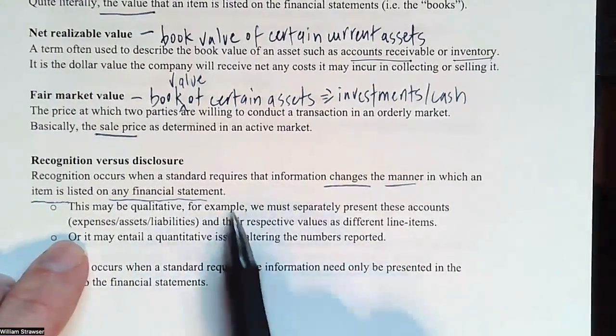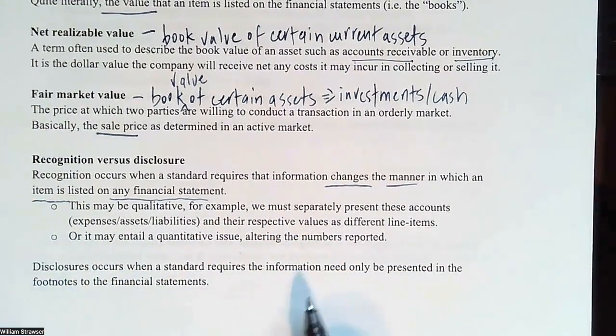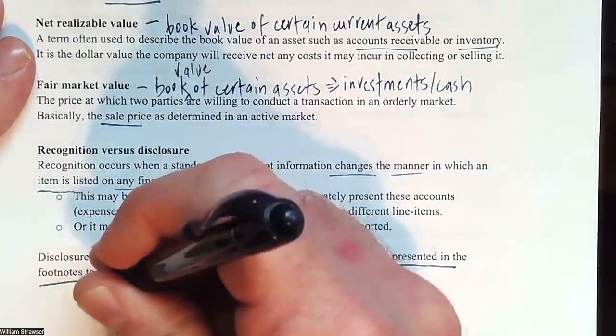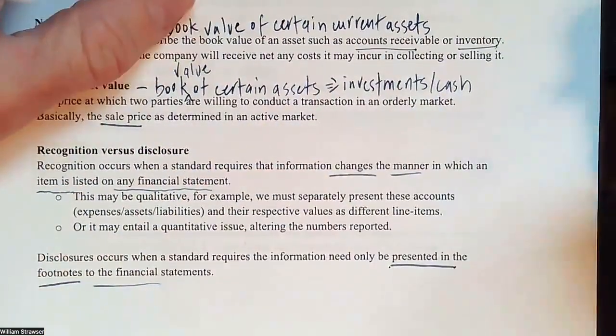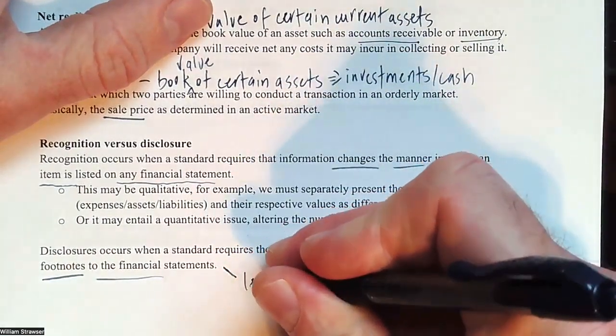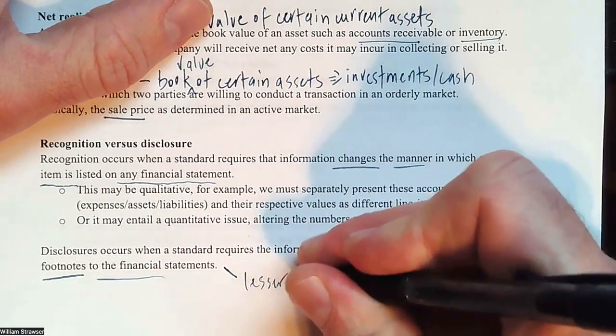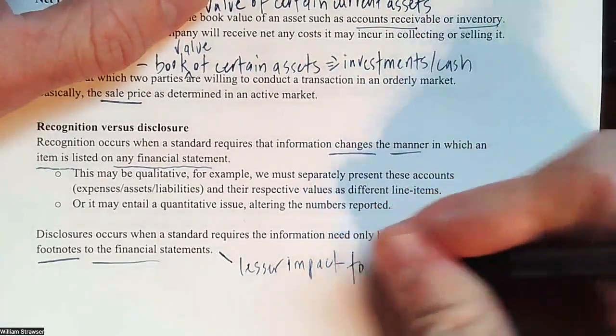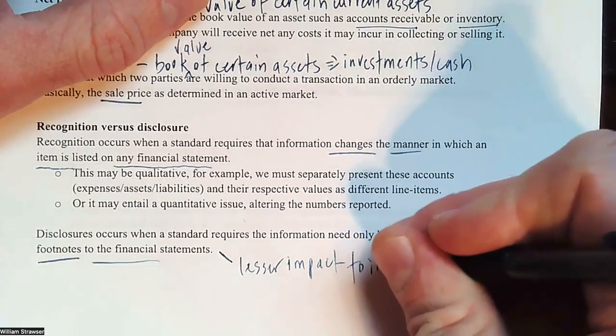This is in opposition to disclosure. Disclosure is a way for us to signal information that is not on the financial statements. They're presented in the footnotes to the financial statements. And this would be considered a lesser impact to investors and creditors.